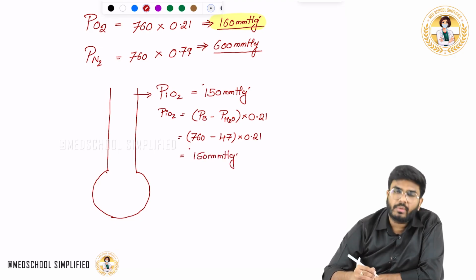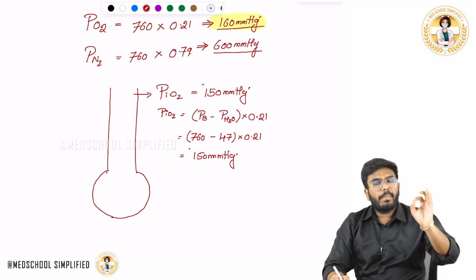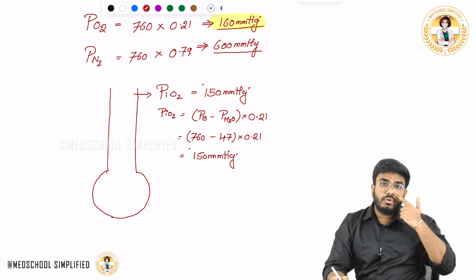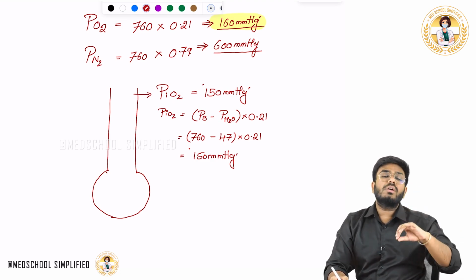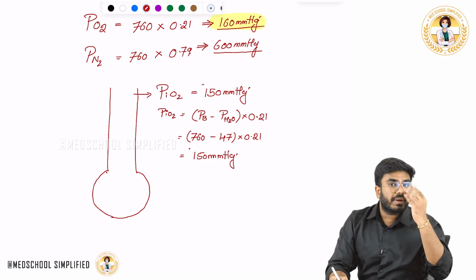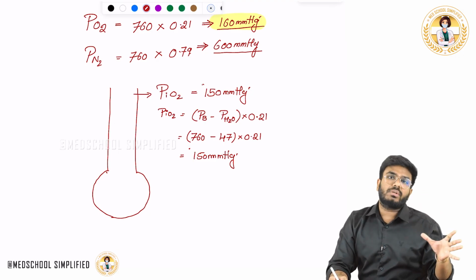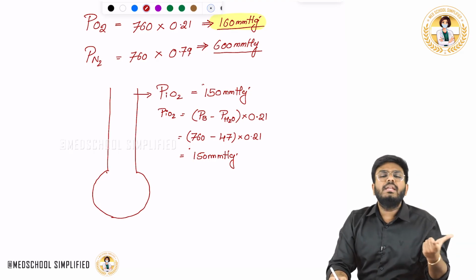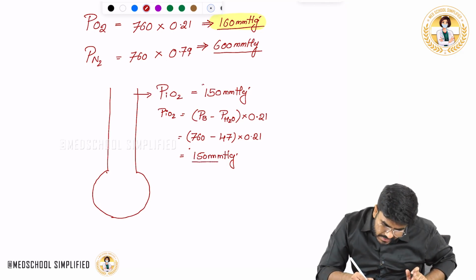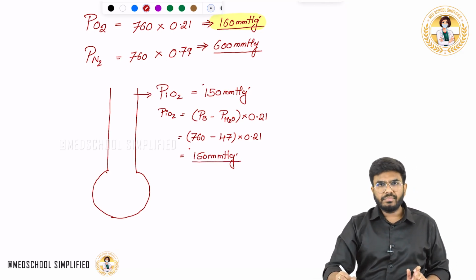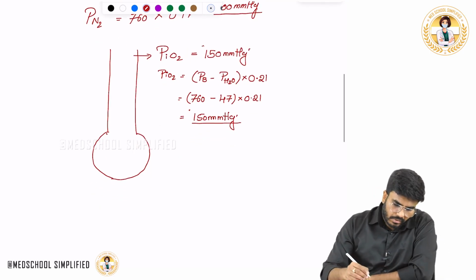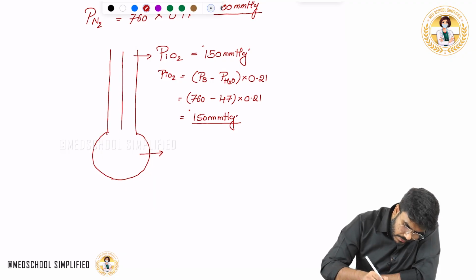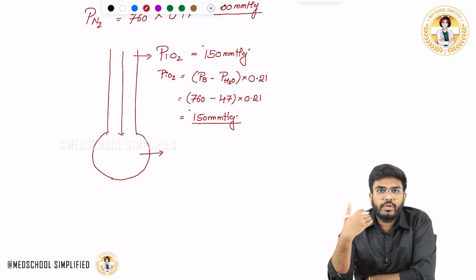So what I am trying to put into your mind is, in the environment, the partial pressure of oxygen is 160 mmHg. But once it enters your airway, because of the humidification process, because of the presence of water vapor, the oxygen is going to get diluted. Some oxygen will be dissolved in the water vapor. So the oxygen pressure becomes 150 mmHg.